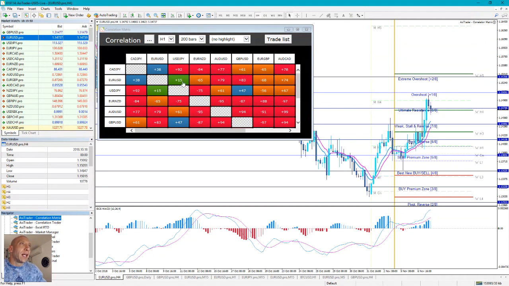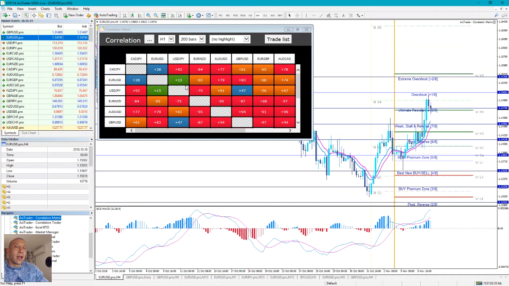I promised last time that I will tell you what does this all mean. So let me tell you that the bigger the correlation, the bigger the number. When you see a red rectangle like here, it means that correlation is extremely strong in the same way. So CAD Yen and Dollar Yen go in the same way. Euro Dollar, for example, Dollar Yen, this is intraday correlation. 1 hour, 200 bars. So on intraday time frames.